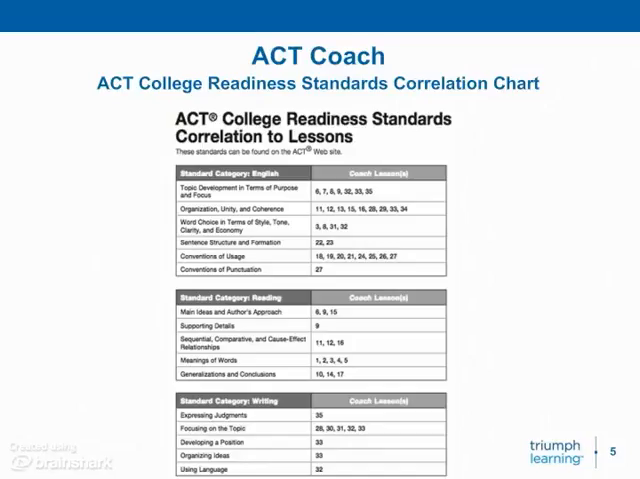The ACT College Readiness Standards correlation chart shows the student all the college readiness standards that they will be assessed on, as well as the lessons in which those standards are covered. This allows students to focus on areas of weakness that may have already been identified on previous ACT tests they have taken.